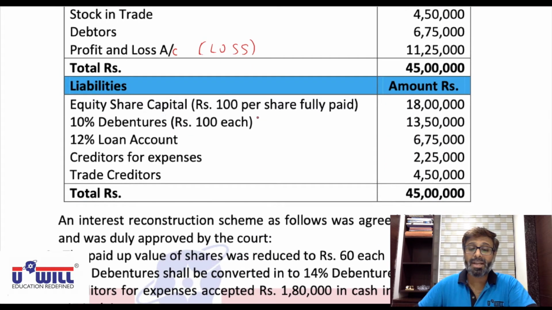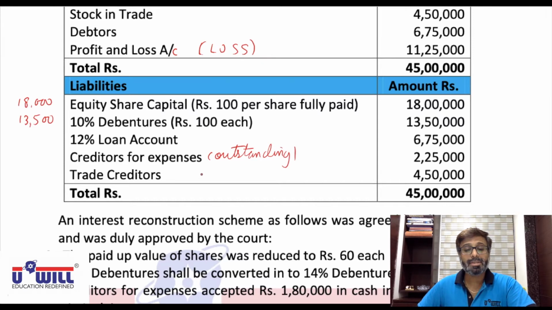And we have equity share capital, rupees 100 per share, fully paid up, 18 lakhs. So 18 lakhs divided by 100, 18,000 equity shares are there. 10% debentures of 100 each, 13 lakh 50,000. So 13 lakh 50,000 divided by 100, 13,500 debentures are there. Then we have creditors for expenses, meaning outstanding expenses.